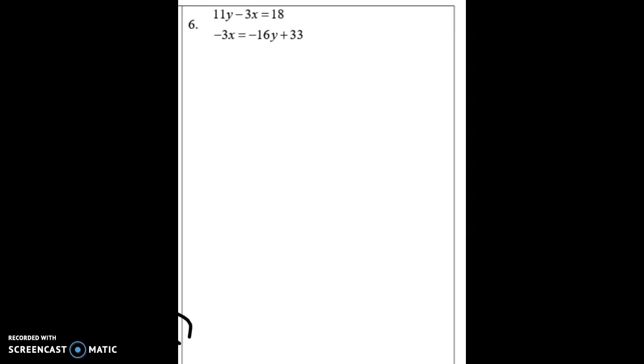Still doing elimination. We want the x's to line up, the y's to line up, equal signs, and the constant. So I need to look at this second equation because I don't have the x's and the y's on both sides. So I'm going to add 16y to both sides.